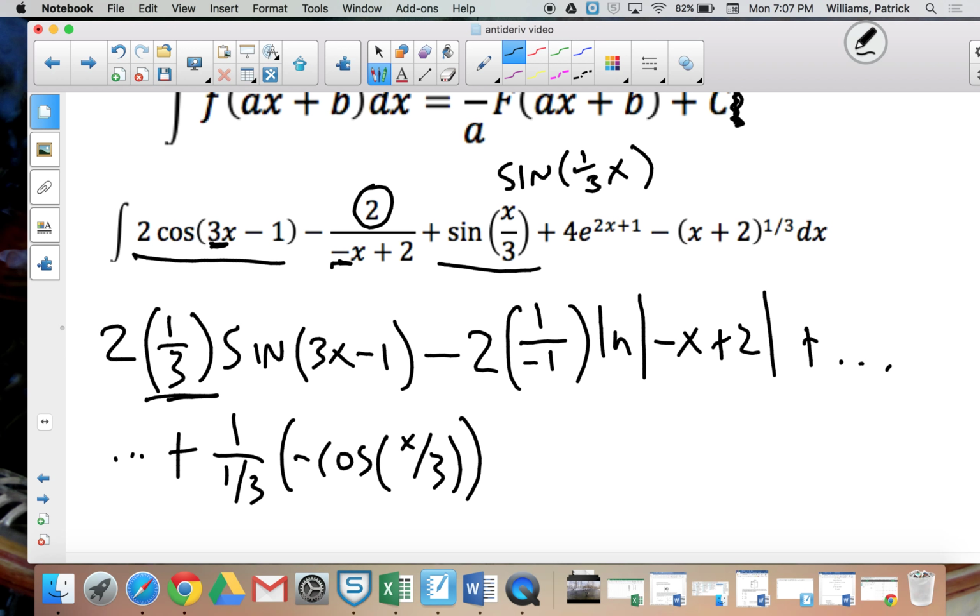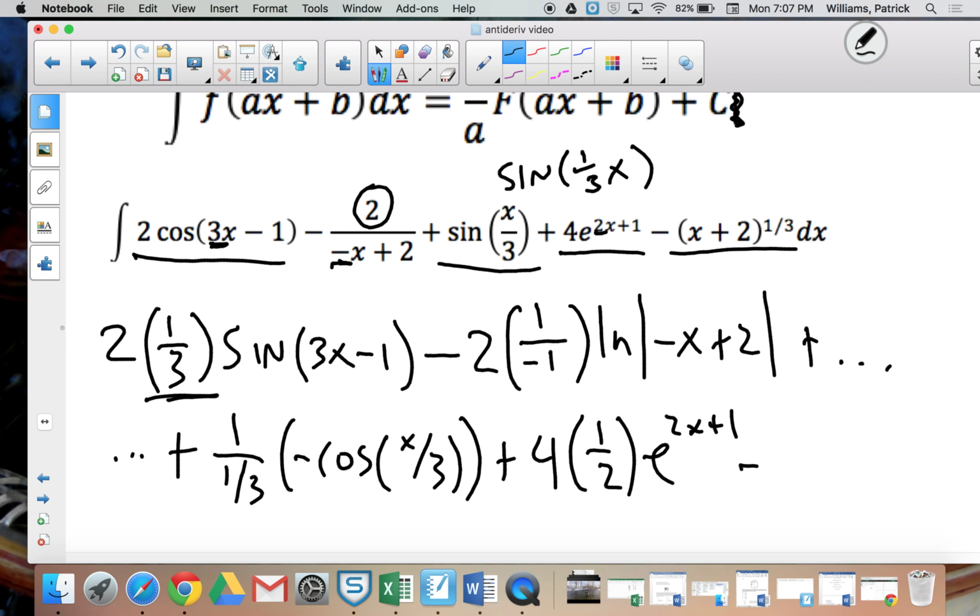And then the 4 e to the 2x plus 1. Again, we have a 2 in front of here. So this is going to be plus 4, that constant stays, times 1/2 e to the 2x plus 1. Remember, the antiderivative of e to the anything is just e to that thing. Then we're going to have minus, and this one we are going to use the power rule on. So here we'll have 1 over 1/3 plus 1 times x plus 2 to the 1/3 plus 1. Then finally, we can't complete an indefinite integral if we don't add that c.